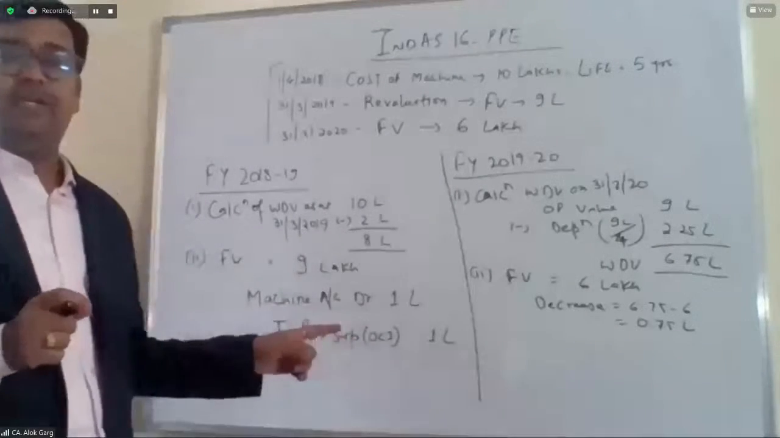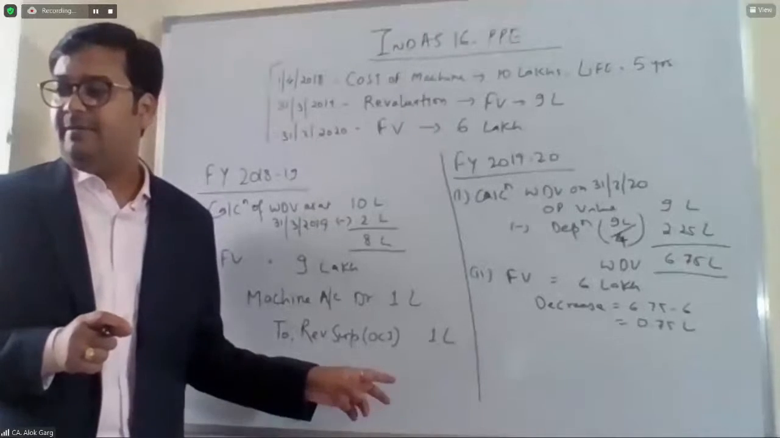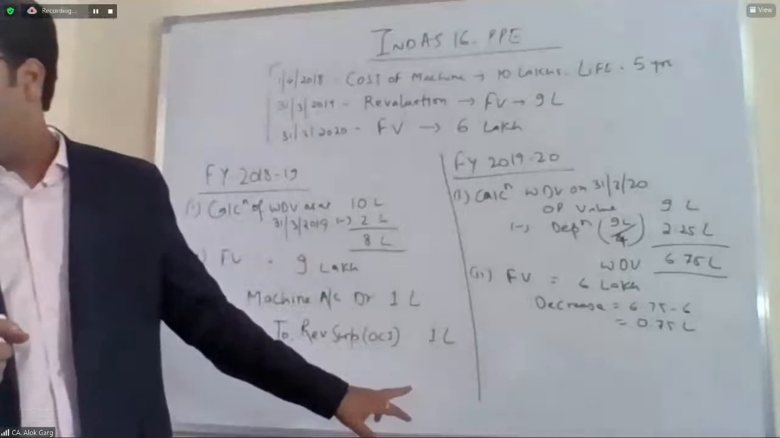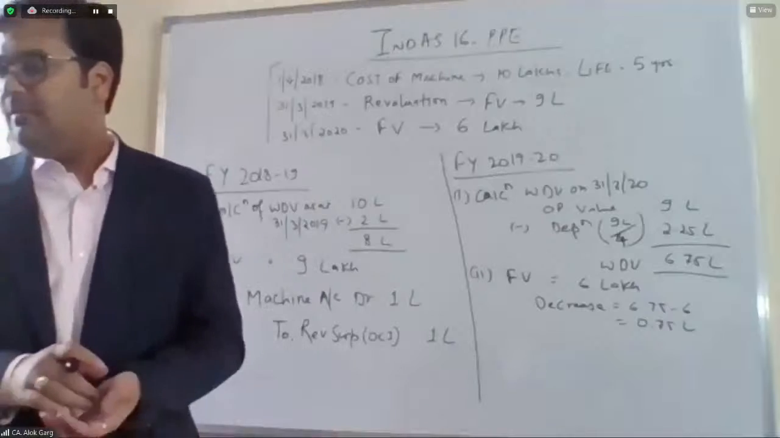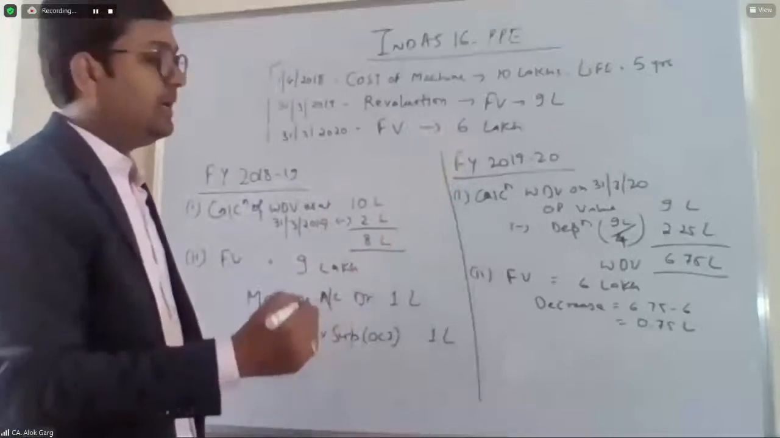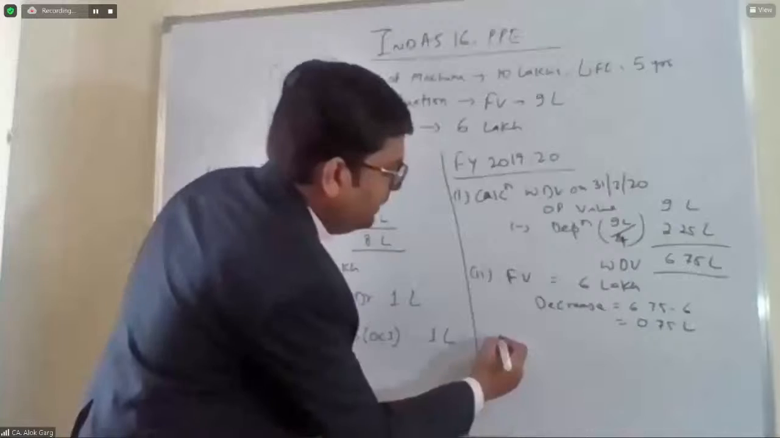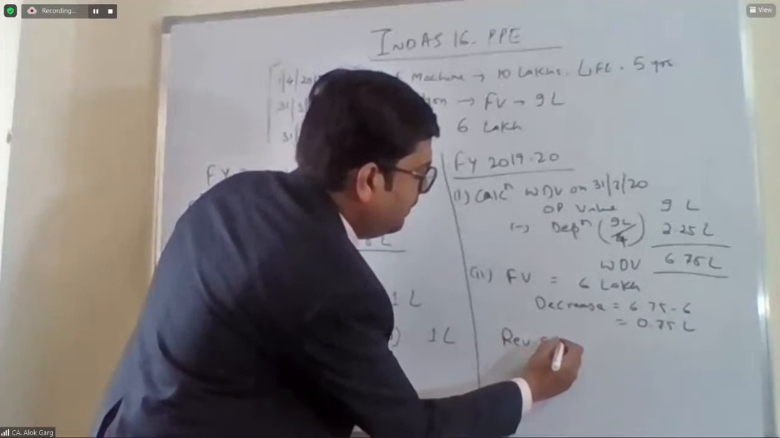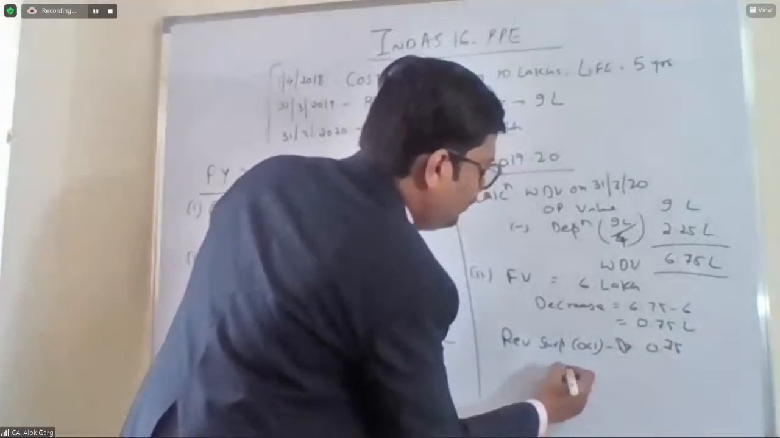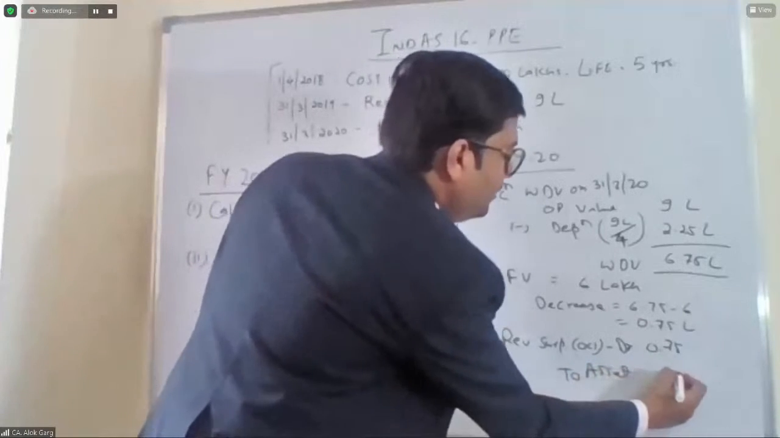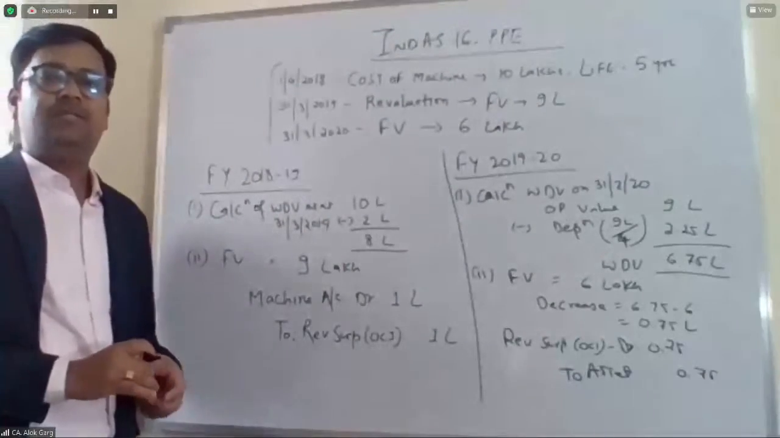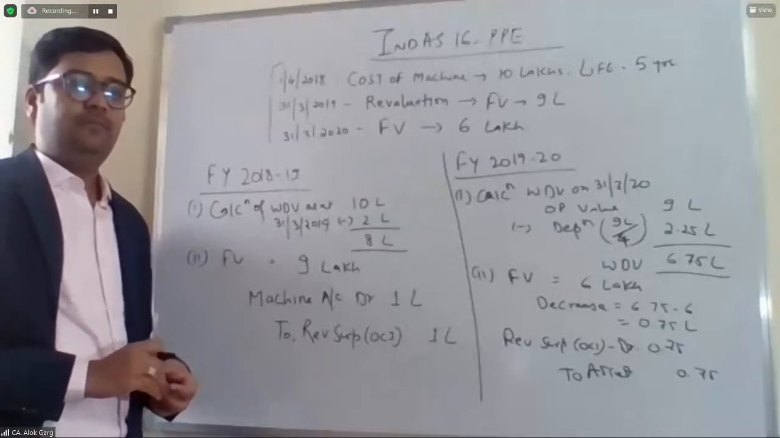Remember, last year we credited 1 lakh in other comprehensive income. Okay. So in that case, what will be the accounting entry? The accounting entry will be: revaluation surplus, OCI, will be debited by 0.75 lakhs, and the asset account will be credited by 0.75 lakhs.